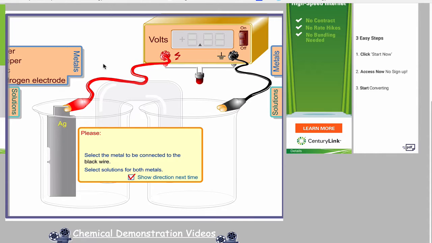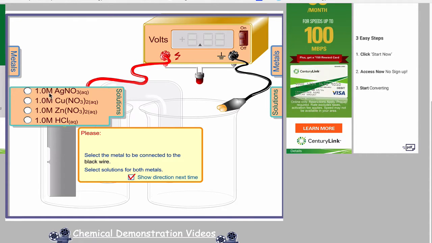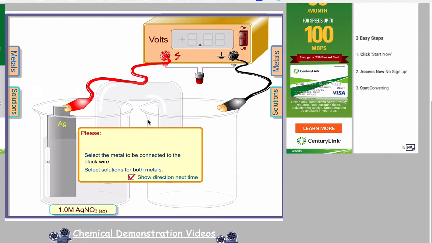I want to put silver metal in this side, which means the solution I want to use is going to be silver with something. These are all nitrates. Again, a good spectator. So we have silver nitrate solution in this side.